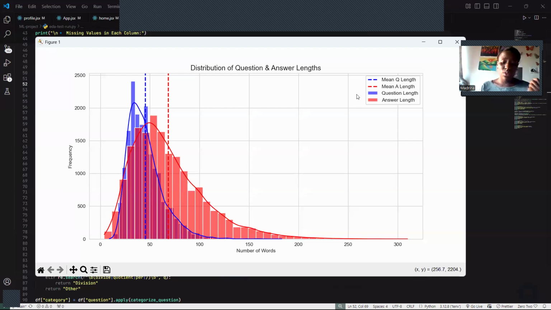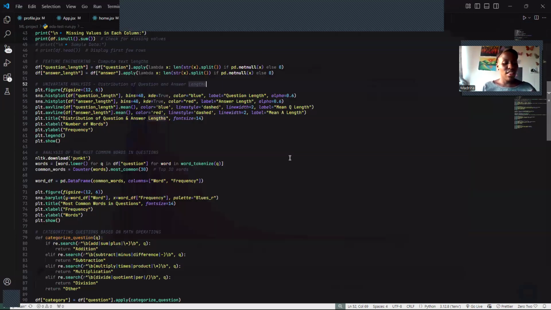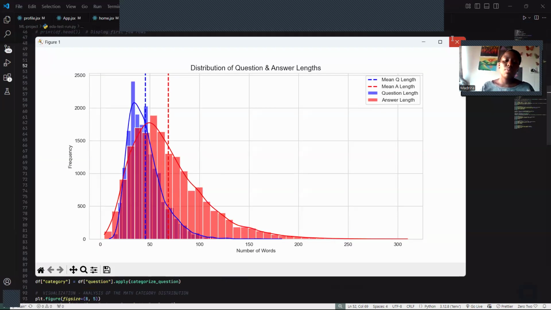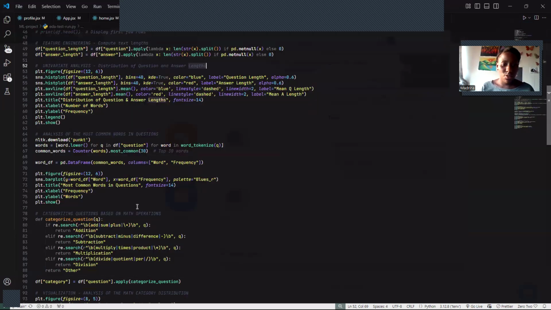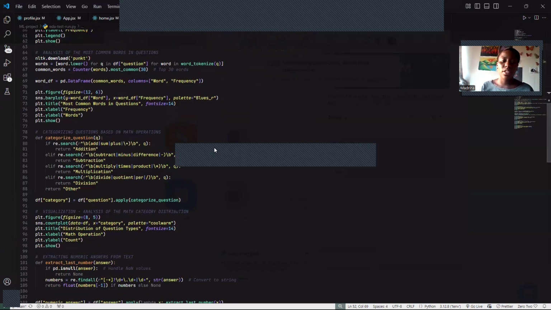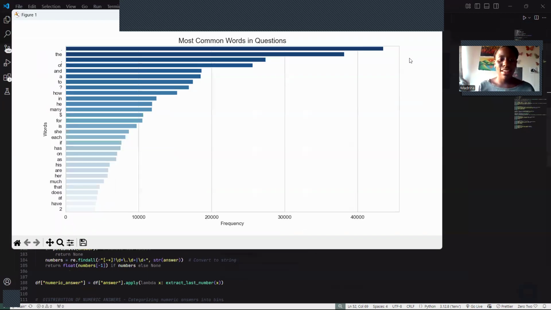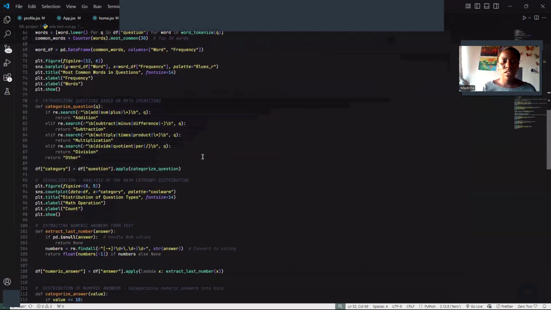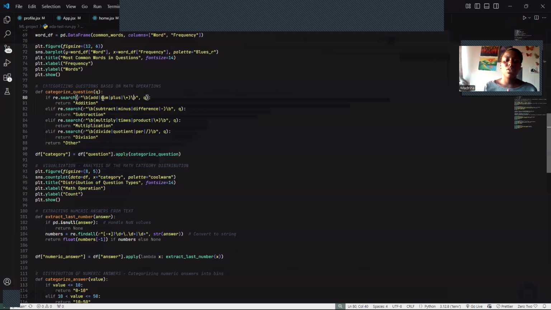Then in the next part, we talk about categorizing based on the mathematical problems and the mathematical operations, that's addition, subtraction, multiplication, division, and others. Here the model looks at a question and analyzes it. When it analyzes it, it's going to categorize it in terms of, this is an addition question, this is a division question, this is a multiplication question.